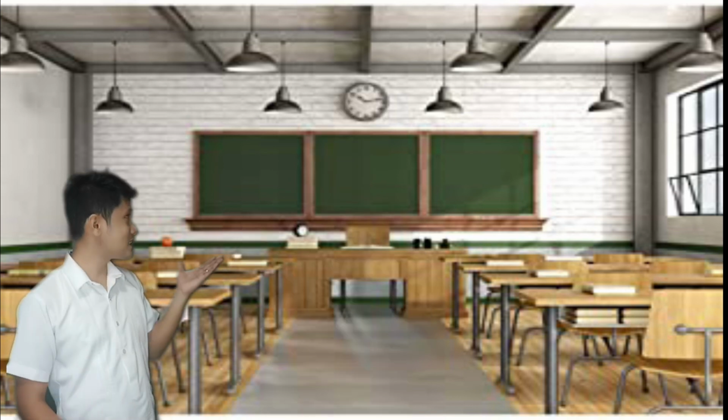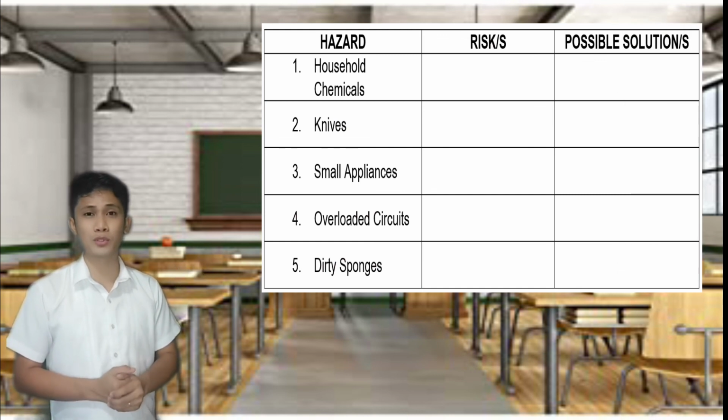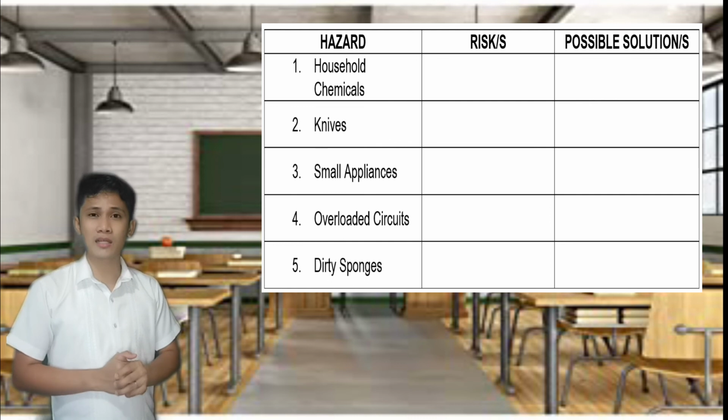So now, let's move on to our next activity. Let us now test how much you have learned by doing the activity. This activity is identifying risk and solution. Complete this table by identifying different risk and possible solution with the different hazards given in this table. Write your answer on a short bond paper. Do not forget to write your name and your section and submit it to your teacher.